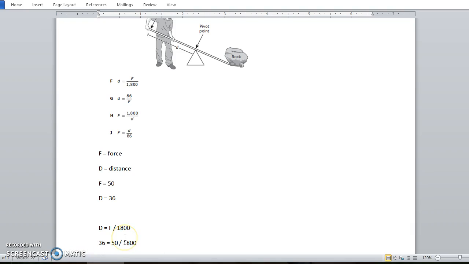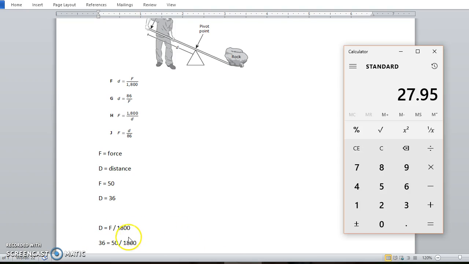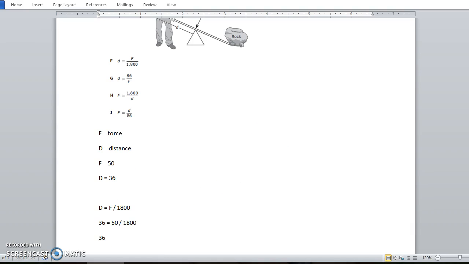So we know this is a true solution if, when I clean all this up, the left side, which is 36, equals the right side. Let's try it. In your calculator, do 50 divided by 1800. I get 0.02. So 36 equals 0.02. Is that true? Nope, that's not a true statement, so the answer cannot be F.